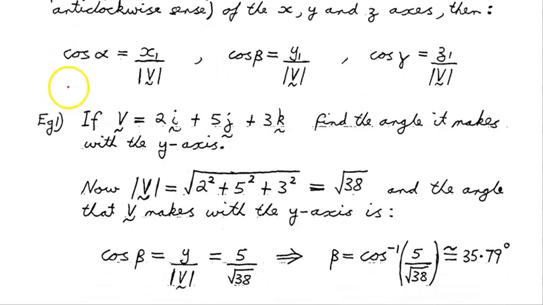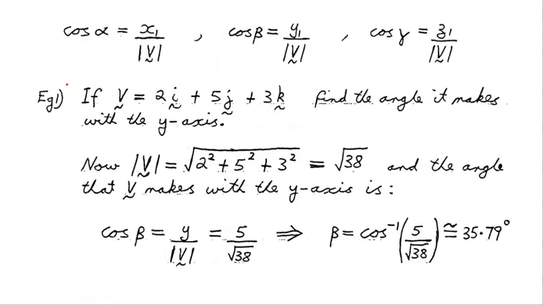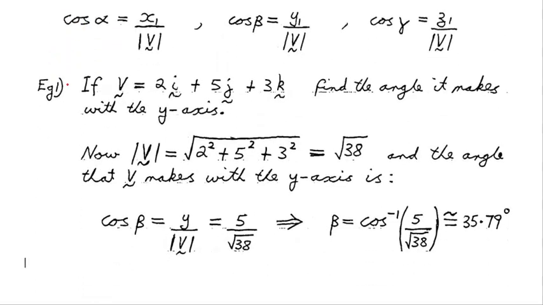Now let's take an example of a vector. V is 2i plus 5j plus 3k. Find the angle it makes with the y-axis. The y-axis means we're interested in the j component, that's this one here. The magnitude of the vector will be the square root of 2 squared plus 5 squared plus 3 squared. That's each of the components squared, summed, and then the square root of that, so the square root of 38, we'll leave it in exact form.